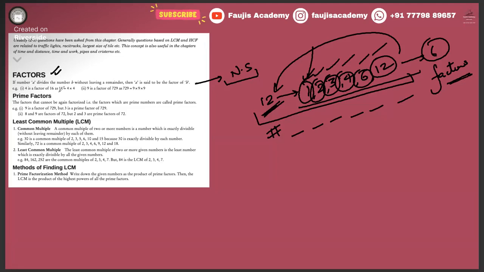Okay. Prime factors. The factors that cannot be factorized again, that is, the factors which are prime numbers, are called prime factors. Which one of these is prime? This is a prime.